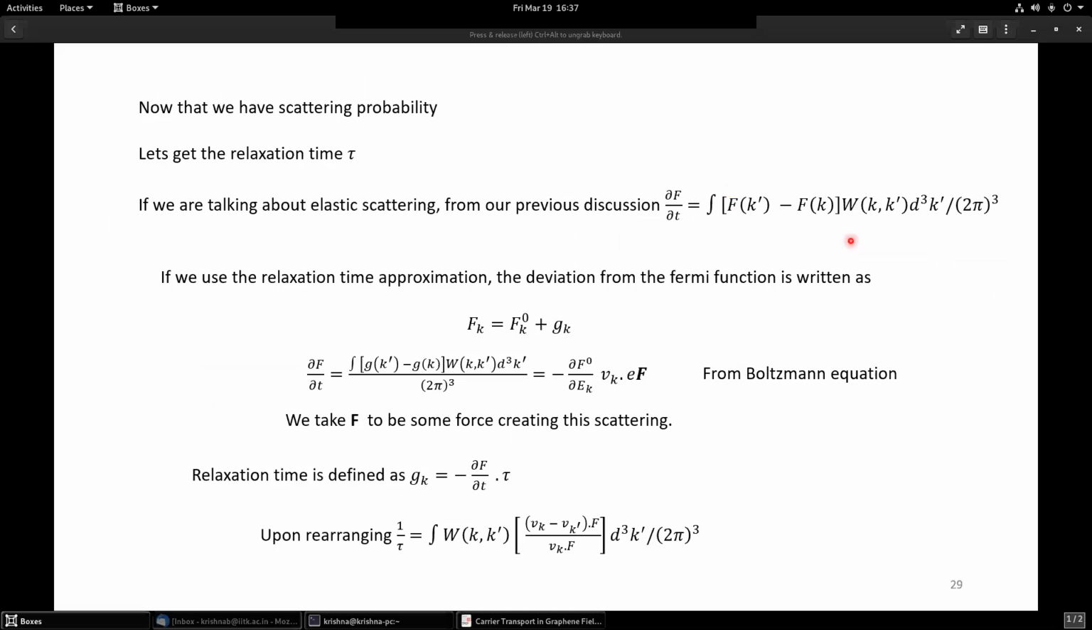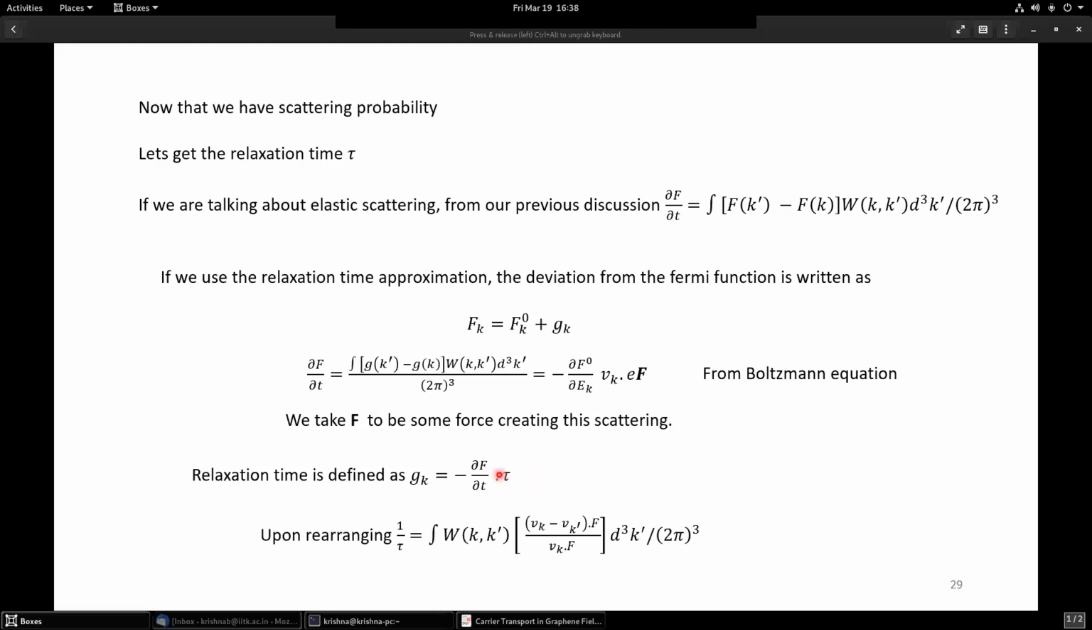Now that we have calculated W, we can go back and calculate the relaxation time. Probably Rick would have shown you this at some point. So the relaxation time can be calculated by going back to the Boltzmann equation. So del f by del t is given by f of k prime minus f of k into this equation. We can substitute f of k prime as f naught, which is the equilibrium distribution, plus g_k, which is a small change over this equilibrium distribution. And we substitute into this, you get this Boltzmann equation here, F being the external force that is being applied. The relaxation time is given by this expression, because this is how we have basically defined the relaxation time tau.